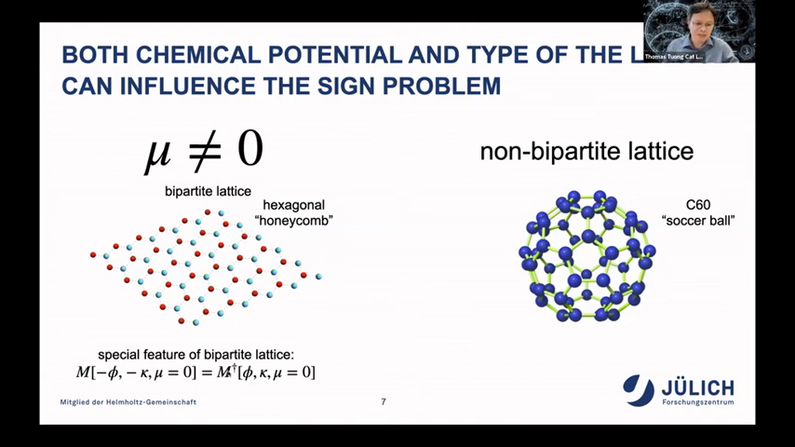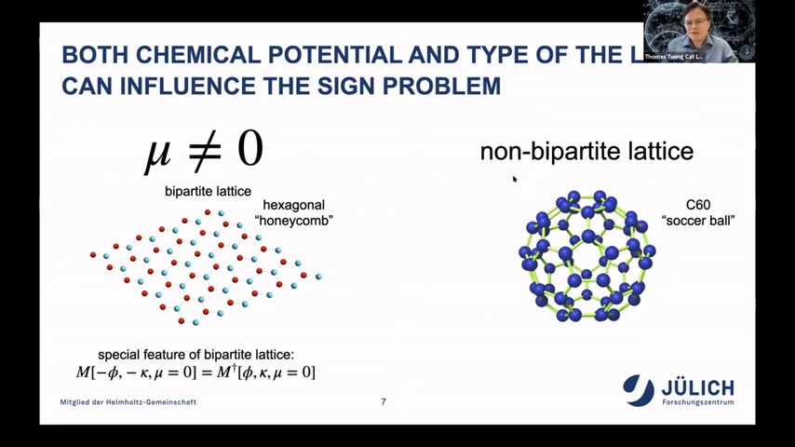But as soon as you turn on a non-zero chemical potential, all bets are off. The determinant can be complex, okay? And a sign problem shows up, no surprise. But what's also very interesting in these low dimensional condensed matter systems is that, like I said before, the geometry plays a role as well.